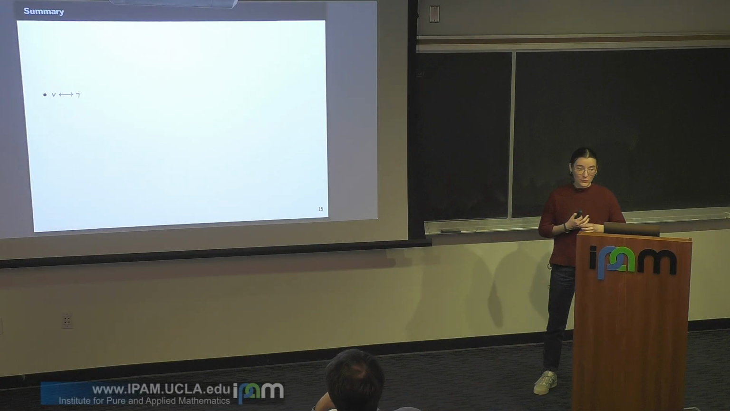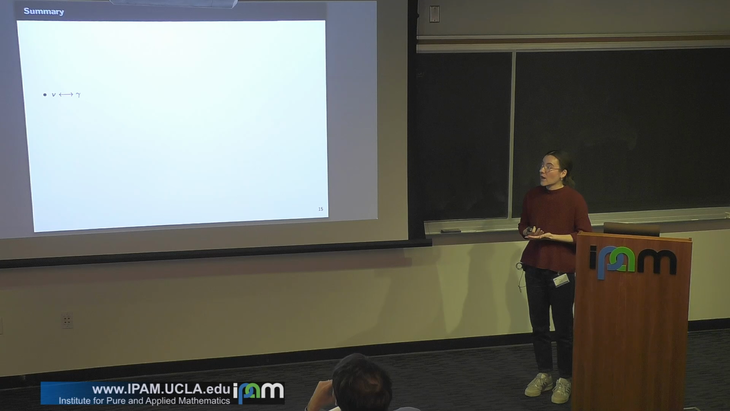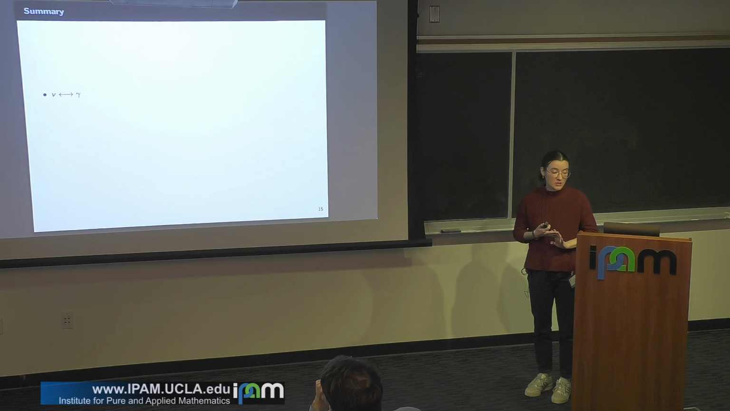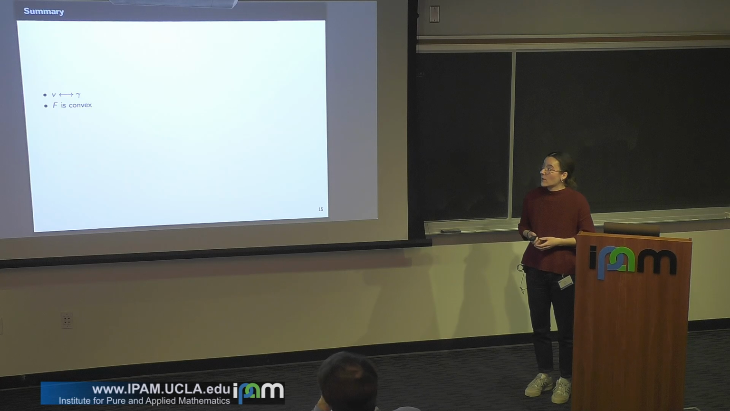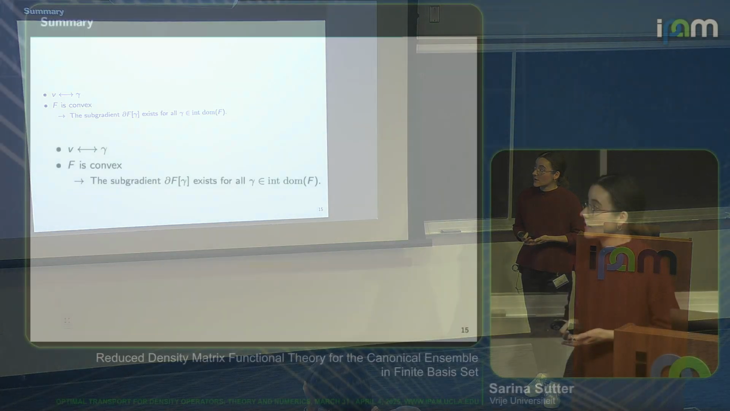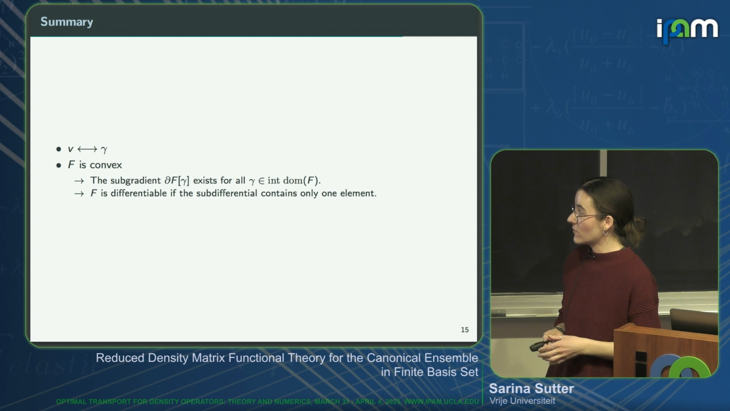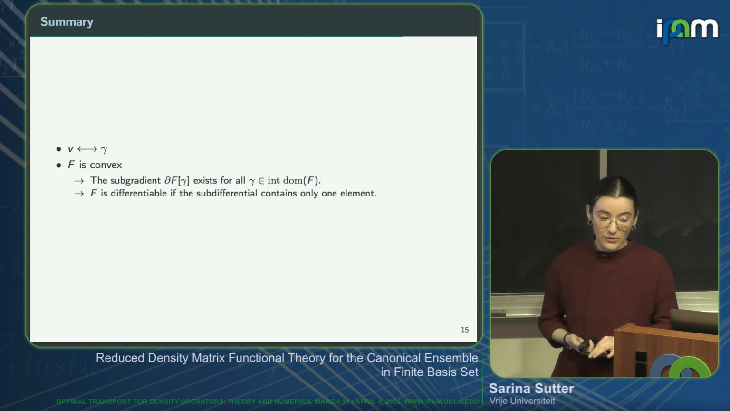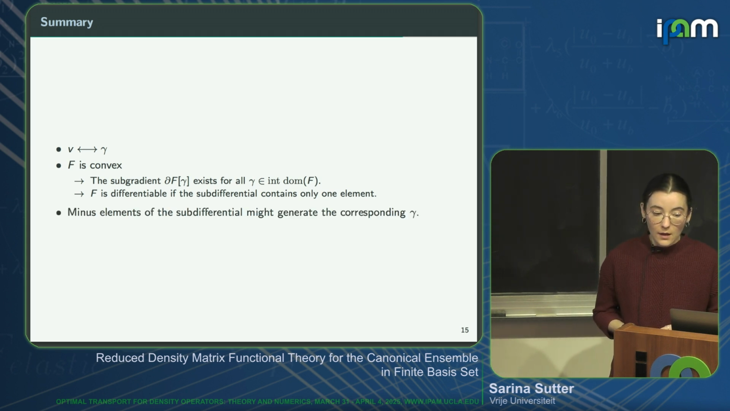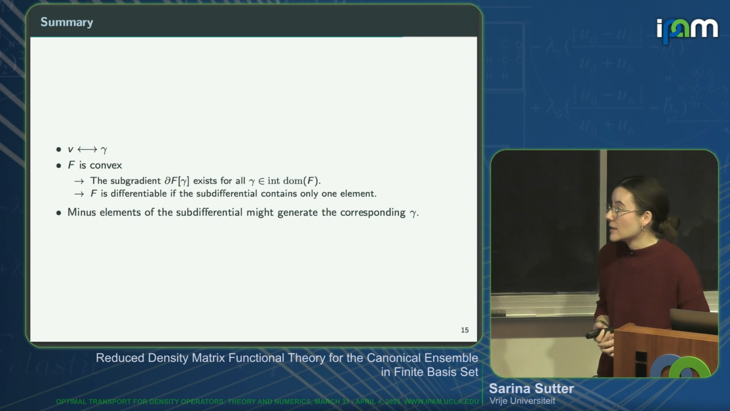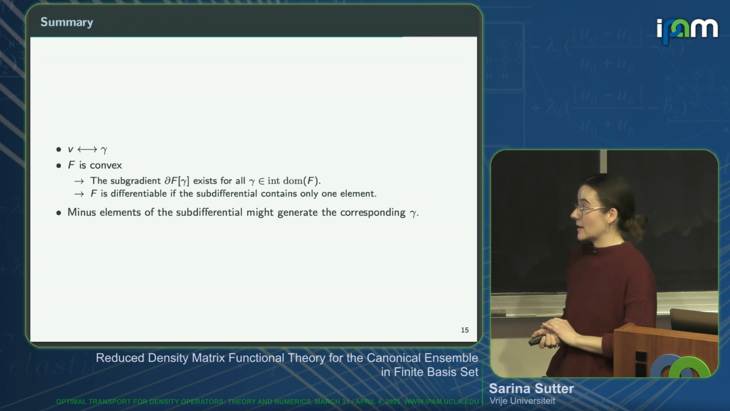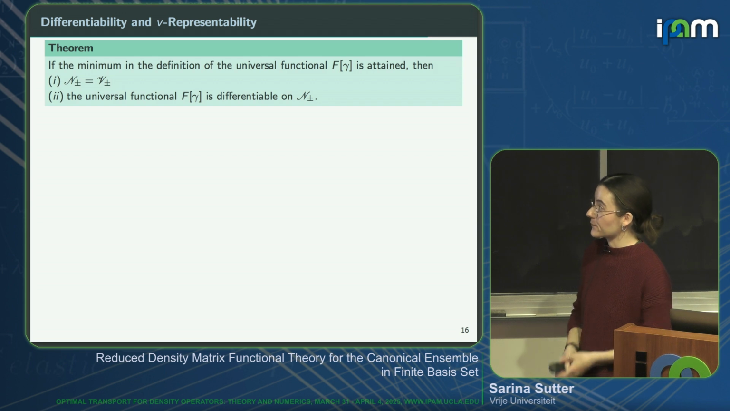So now I have a small summary, and then we can go on to prove differentiability. So we have this relation between potential and 1-RDMs. Then we know that our universal function is convex, that the subgradient exists for all 1-RDMs in the interior of the domain of F, and F is differentiable if the subgradient contains only one element. And we also know that minus elements of the subdifferential might generate the corresponding 1-RDM.